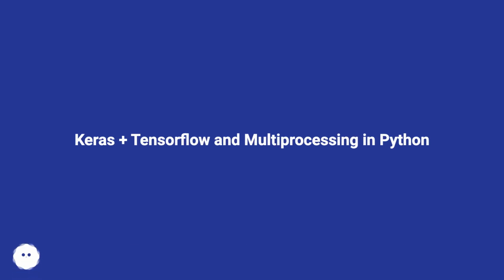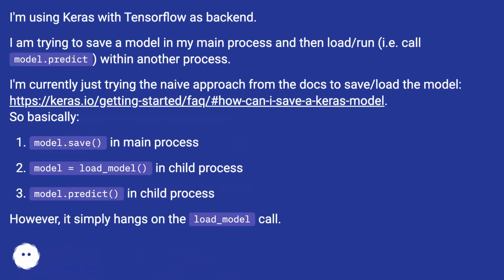Keras plus TensorFlow and Multiprocessing in Python. I'm using Keras with TensorFlow as backend. I am trying to save a model in my main process and then load/run, i.e. call model.predict, within another process. I'm currently just trying the naive approach from the docs to save/load the model, this URL.